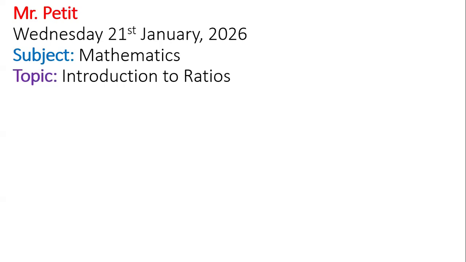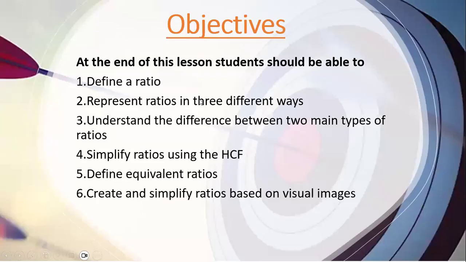All right, so let's go ahead and begin with the objectives. You do not have to write the objectives down. It's too long. I can tell you when to write. Go ahead, China, read the objectives to me, please. At the end of this lesson, students should be able to: one, define a ratio; two, represent ratios in 3 different ways; three, understand the difference between 2 main types of ratios; four, simplify ratios using the HCF; five, define equivalent ratios; six, create simplified ratios based on visual images.